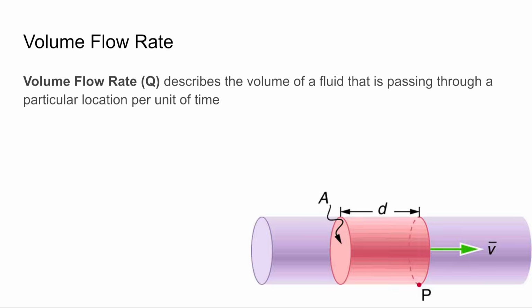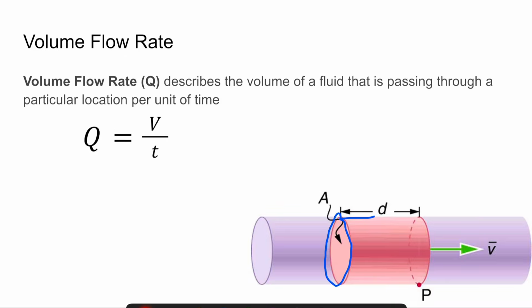So, when we represent this with a metric or a variable called volume flow rate, which we represent with the letter Q, capital Q, this describes the volume of a fluid that's flowing through a particular location per unit time. And so big Q equals volume flow rate and equals volume over time. And we've got this picture down here.